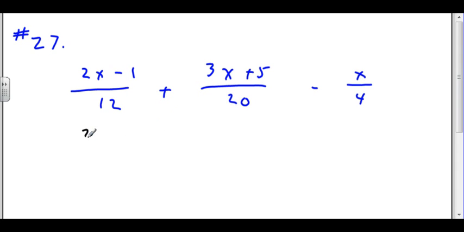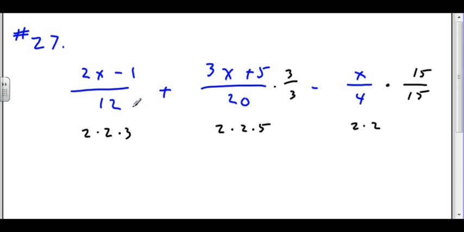Okay, so this is 2 times 2 times 3. This is 2 times 2 times 5, and this is 2 times 2. So we're going to have to multiply this one by the 3 we're missing and the 5 we're missing, 15 over 15. And we're going to have to multiply this one by the 3 we're missing, 3 over 3. And we're going to have to multiply this one by the 5 we're missing, 5 over 5. All right, so I'm going to do that.